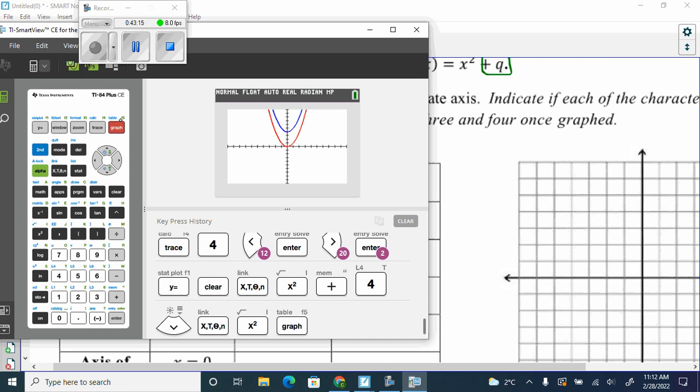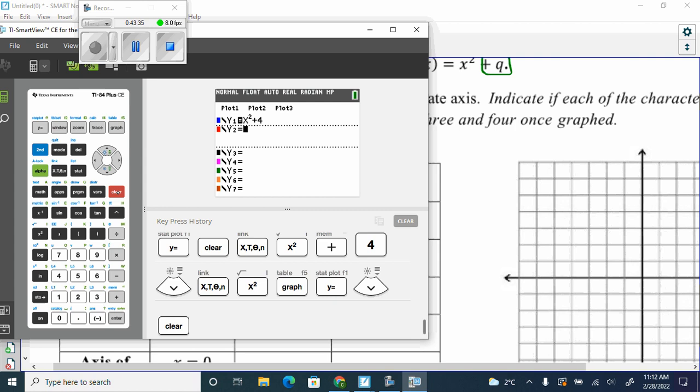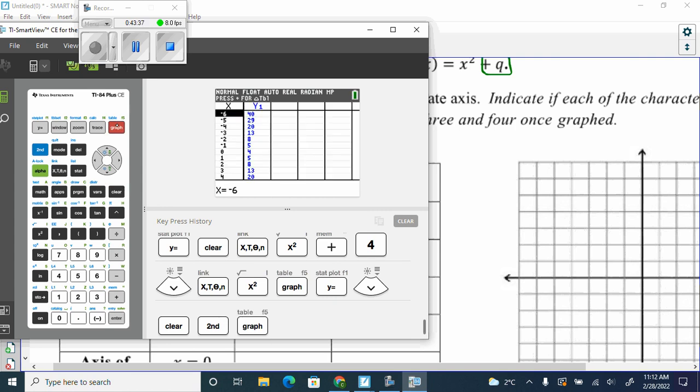So the red one is the original. What happened? It went up. How many? 4. What was the number at the back? 4. Coincidence? I think not. So I'm going to go to my y2, clear out my x squared, and graph this. So I'm going to go second graph. So it's at 0, 4.